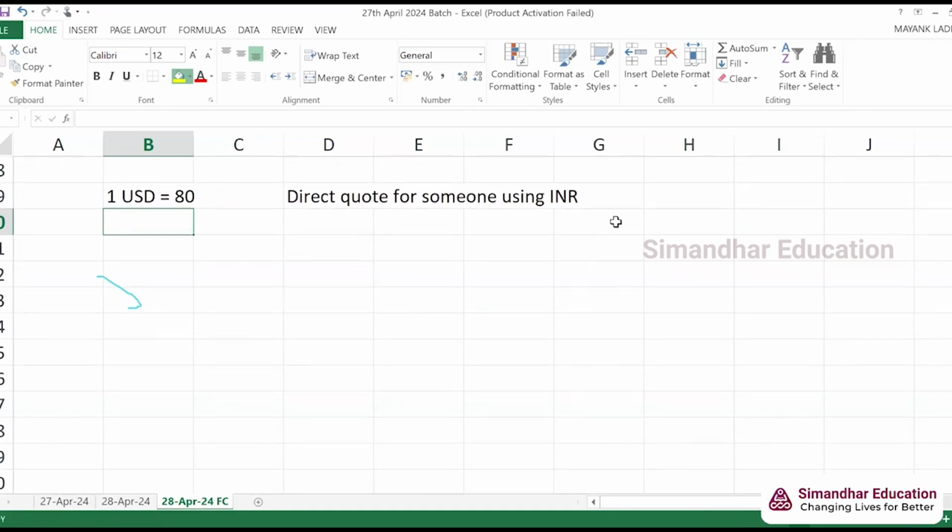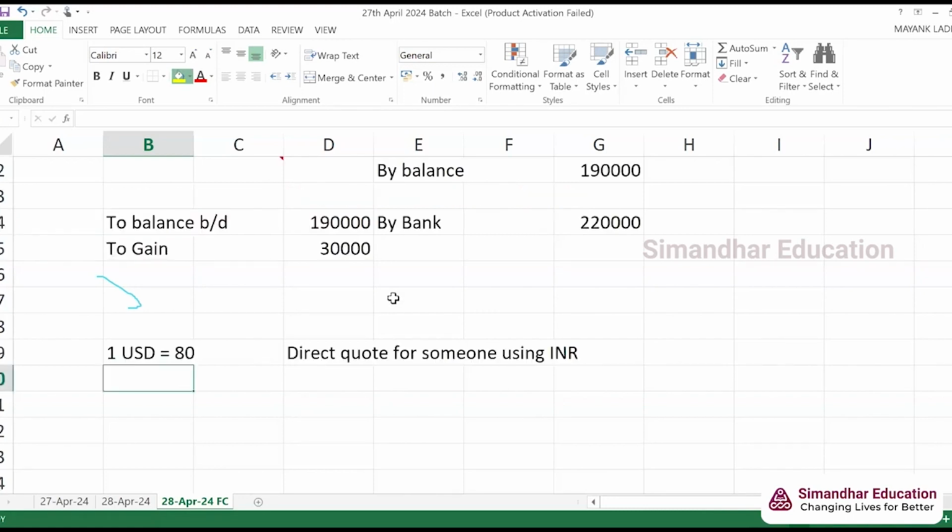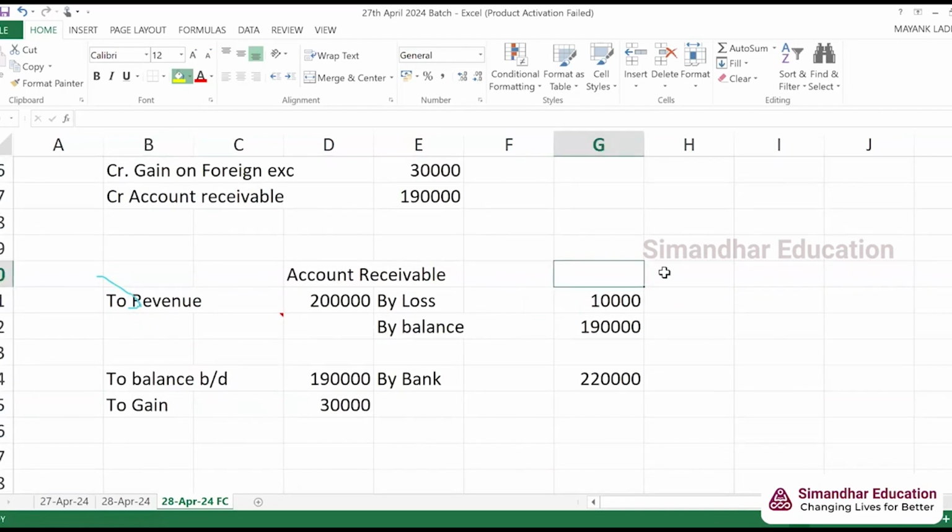We sold inventory, which is normal course. Yes, it's normal course. Sale is shown as revenue. Exchange loss or gain is shown as other income. Loss of 10,000 entry. Okay.